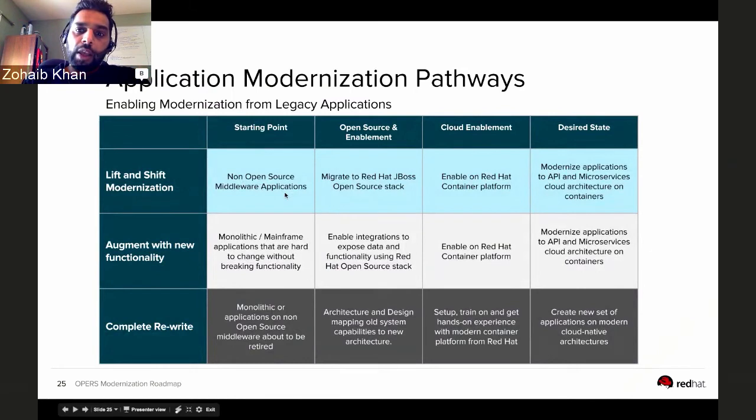These are your applications that are running in your proprietary stack. So the first step that we recommend is enable yourself on the open source. Get onto the Red Hat JBoss stack if you are not using it, because first of all, we have cleanly architected the JBoss portfolio to be nimble and cloud ready, right? And you get the benefit of paying less because we are a lot more affordable than your other vendors.